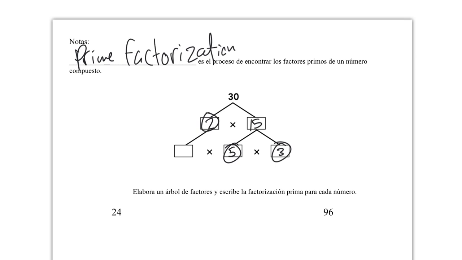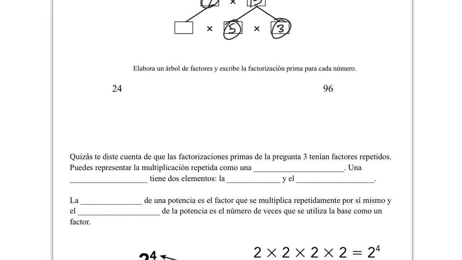So 2, 3, 5, 7, 11, those numbers. And I've had students say, oh, those are odd numbers. Yeah, with the exception of 2, those are prime, or they are odd numbers, right?